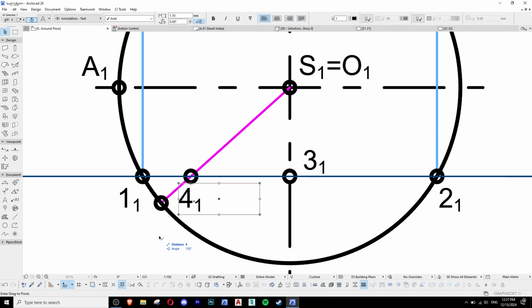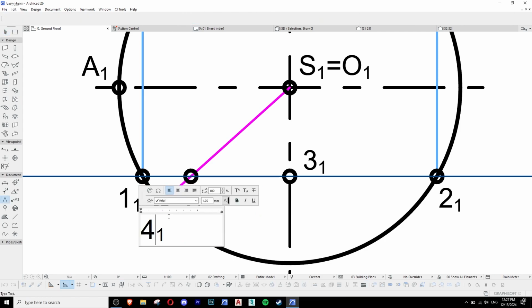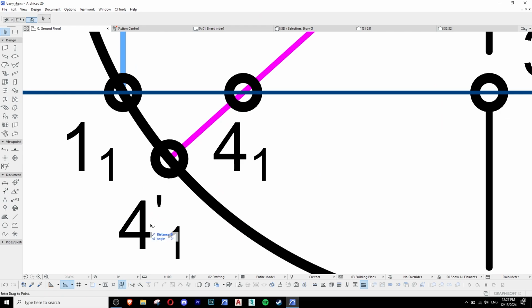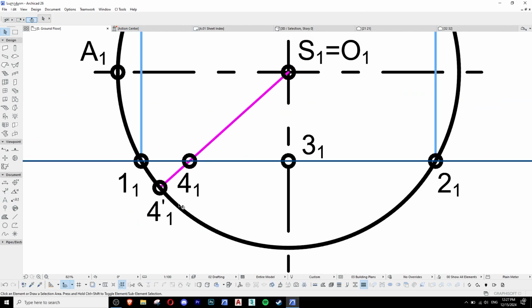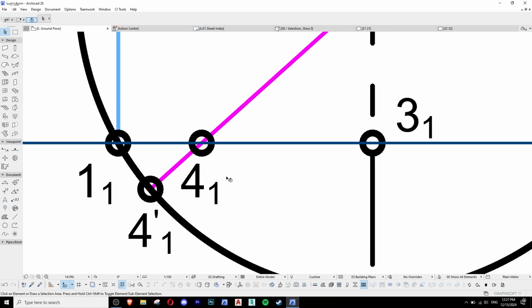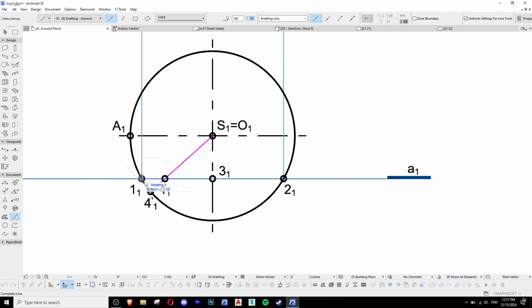Then I have to mark this. Let's call it 4-1 dashed, like this. And why did I do this? It's because point 4 dash is responsible for point 4, so it's easier to keep track of. Now let's find point 4 just the way we did for point 1.